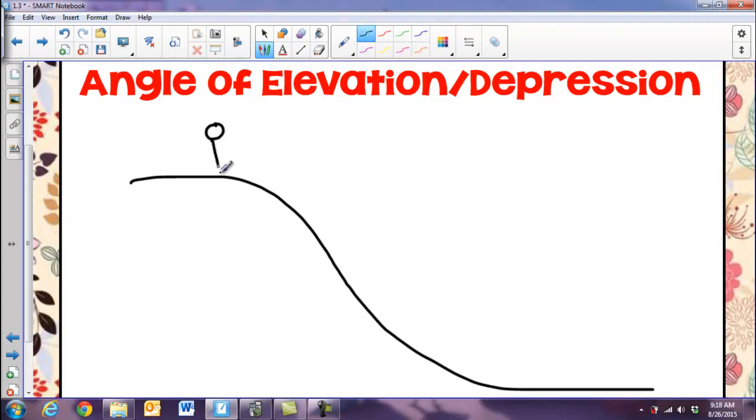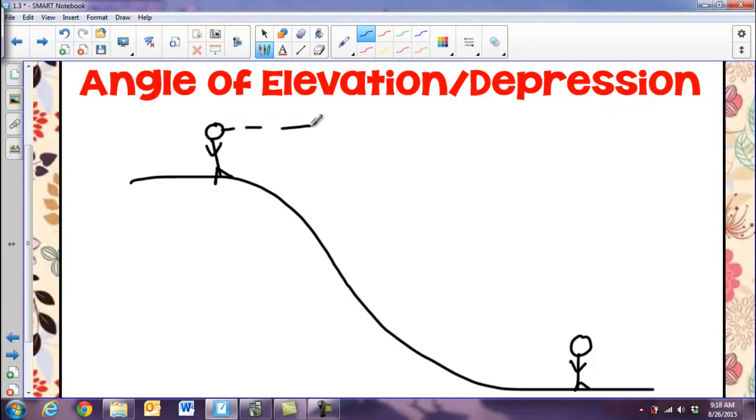And so what I want you to imagine is that there are 2 people, you and your friend, hanging out. Somebody's on the top of a hill, somebody's on the bottom of the hill. And you want to say, what angle are you looking at? Whenever you're talking about the angle of elevation and depression, it's always in relation to a horizontal line, like a horizon.